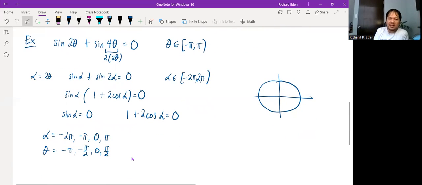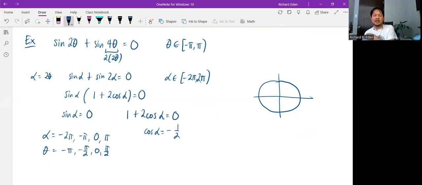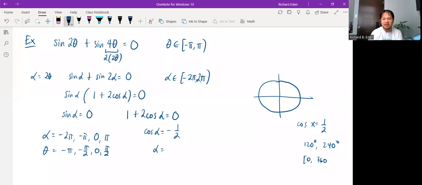Okay, next, cosine alpha is equal to negative 1/2. So that means we are in quadrants 2 and 3. Then think of the reference angle. So think of an angle having cosine equal to 1/2. That would be your starting point. You need an angle. 120 and 240? 120 degrees and 240 degrees. Okay, so that is alpha. These are the angles from 0 to 360 degrees, or the angles from 0 until 2 pi.